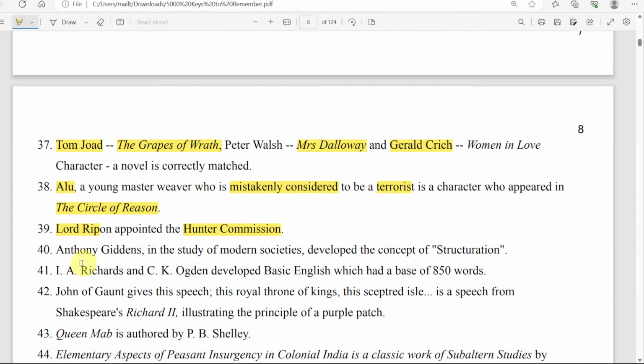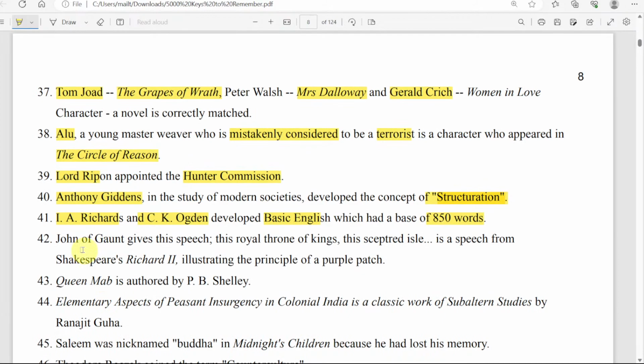And Anthony Giddens, in the study of modern societies, developed the concept of structuration. Remember, Anthony Giddens, what developed the concept? Structuration. Quite important, right? And I.A. Richards and C.K. Ogden, everybody knows that they developed what? Basic English, including 850 words. Important, this is from unit number, I think, 5 or 6.